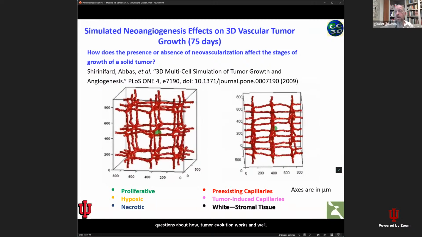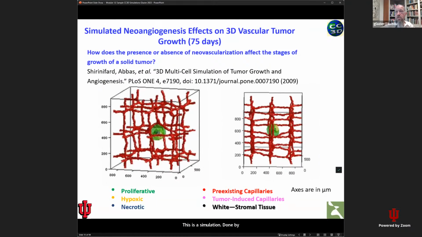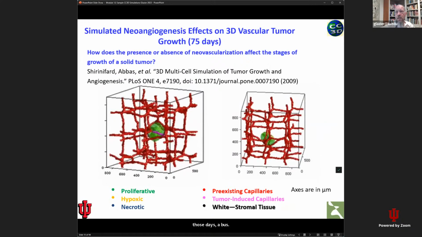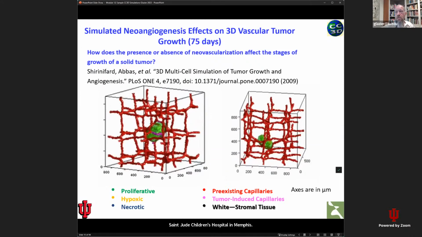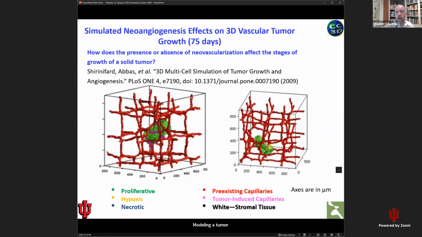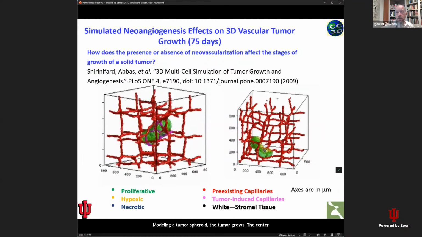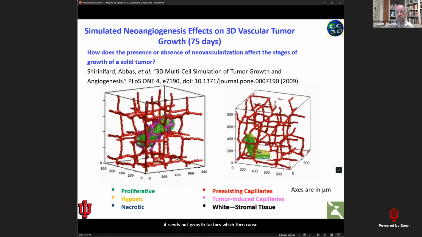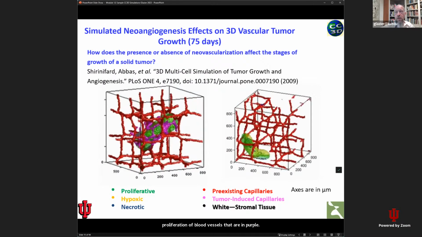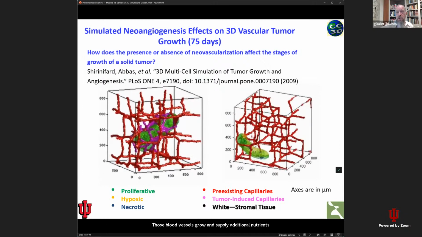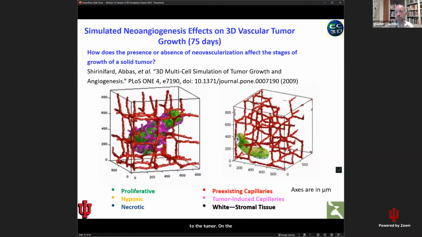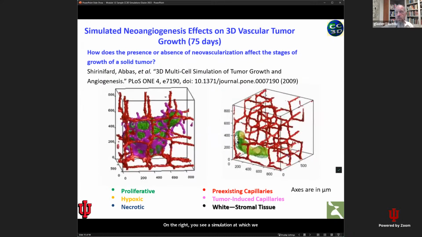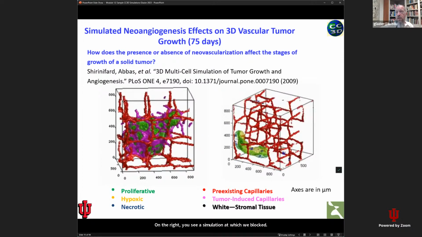This is a simulation done by a graduate student in those days, Abbas Shirinifard, who's now at St. Jude Children's Hospital in Memphis, modeling a tumor spheroid. The tumor grows. The center of the tumor becomes hypoxic, doesn't have enough oxygen. It sends out growth factors, which then cause proliferation of blood vessels that are in purple. Those blood vessels grow and supply additional nutrients to the tumor. On the left, you see a simulation in which blood vessel proliferation happens normally. On the right, you see a simulation in which we blocked blood vessel proliferation with an anti-angiogenic simulated therapy.